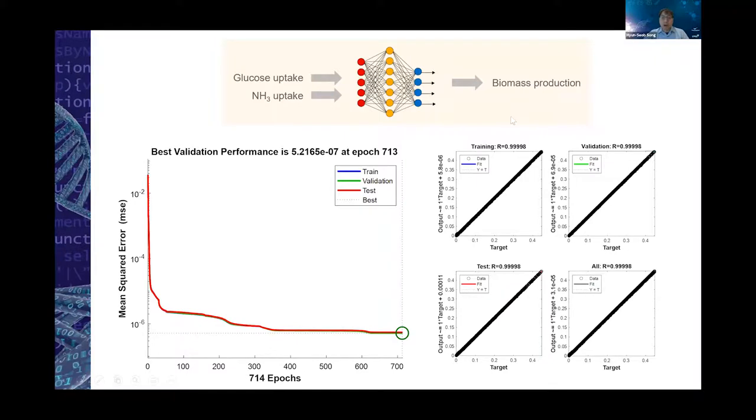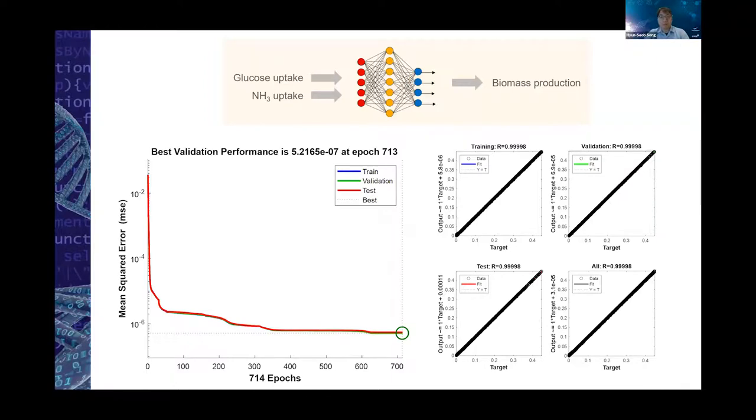Now you can see the output is really surprisingly accurate, because the X target is the output variable of biomass production from FBA, and this is the prediction from the neural network model. Of course, it's the training data set, therefore it should be accurate. Validation is also accurate, almost one. The test data set correlation is also perfectly one.